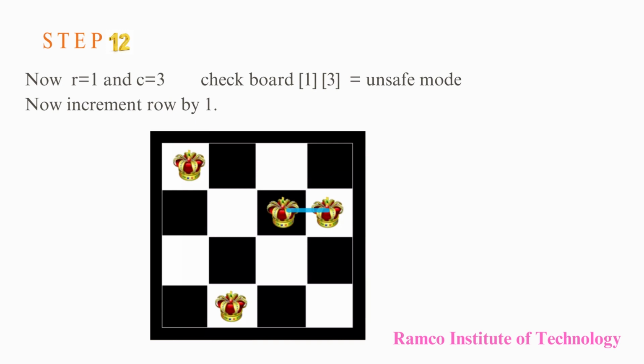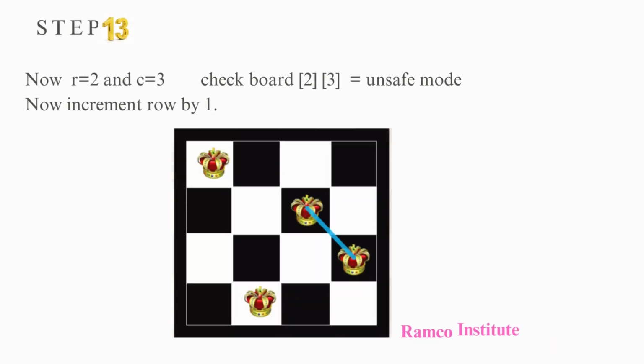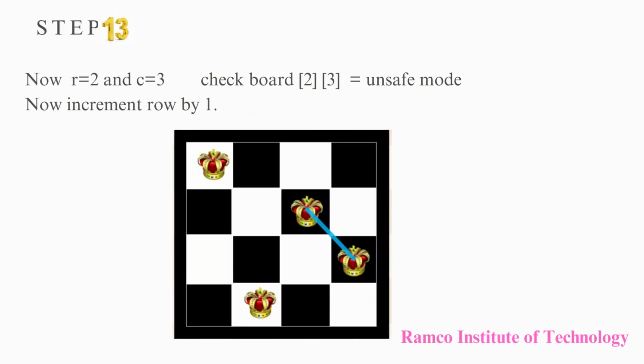Next R value 1 and C value equal to 3. Here two queens in the same row. So we will increment the row by 1. Here the R value equal to 2 and C value equal to 3. So check the 2 and 3 position. It is unsafe mode because two queens in the same diagonal.